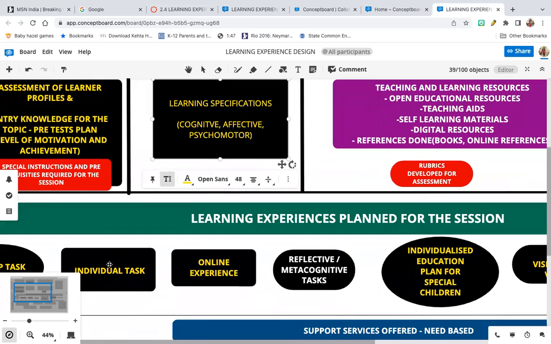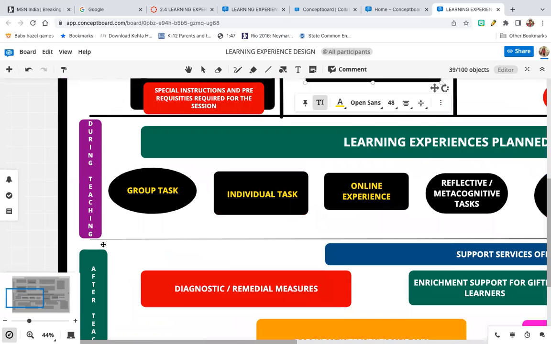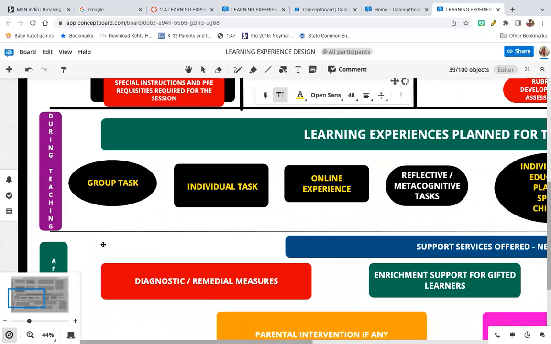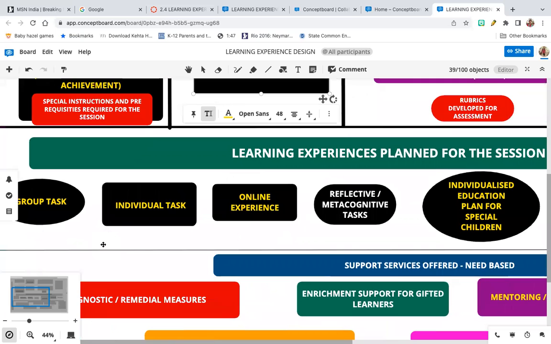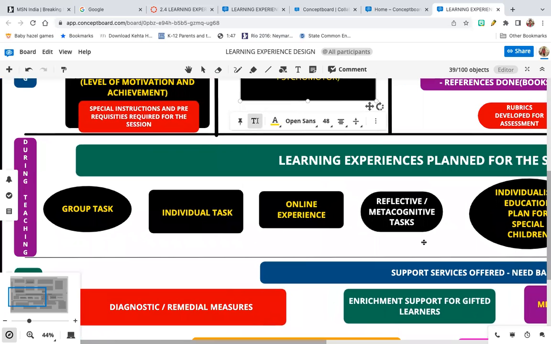Then we come to the next stage, that is during the teaching. Now, during the teaching is the main part of your teaching. That is, you go to the class and you actually teach the topic, and it is not going to be teacher centered. It's going to be student centered. Therefore, I have put down so many activities here.